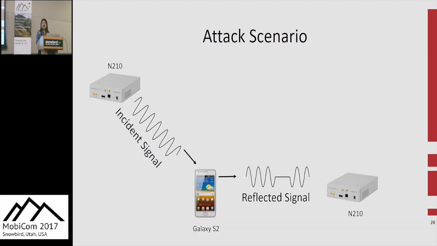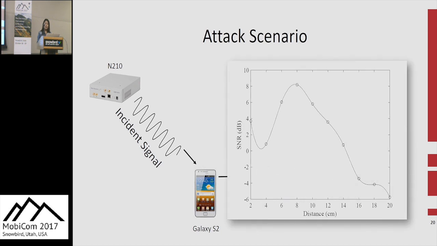In our second attack scenario, we replace the victim with a smartphone. Here we also show the relationship between SNR and the distance. In this case, the effective communication distance is about 20 centimeters. This number is smaller than the previous case. One possible reason for this is that due to the compact antenna design in the smartphone, it has a smaller antenna gain.